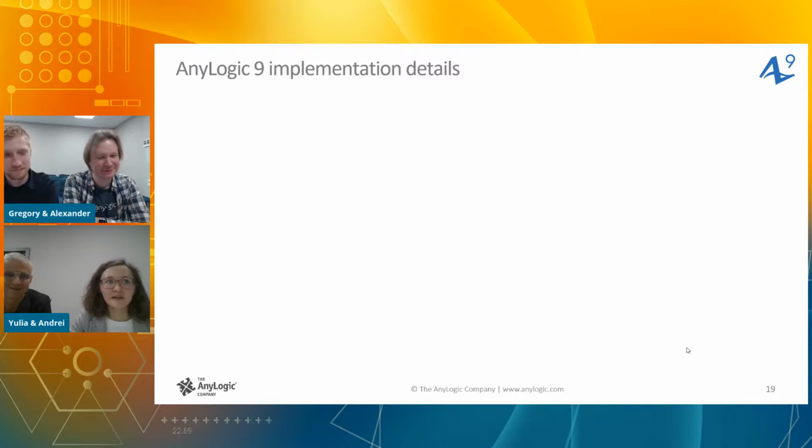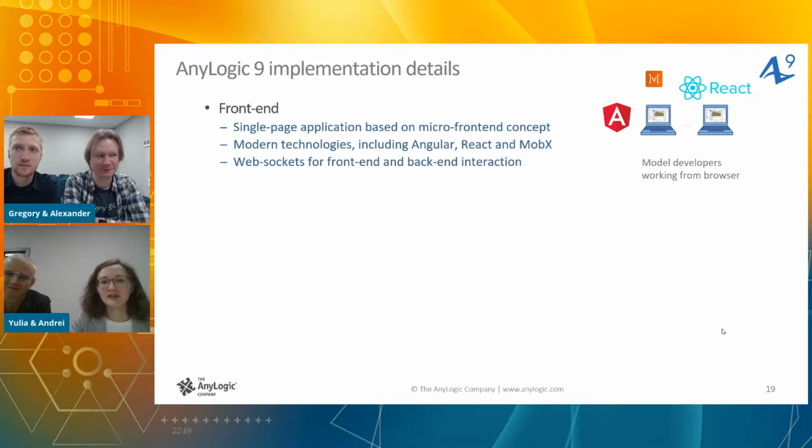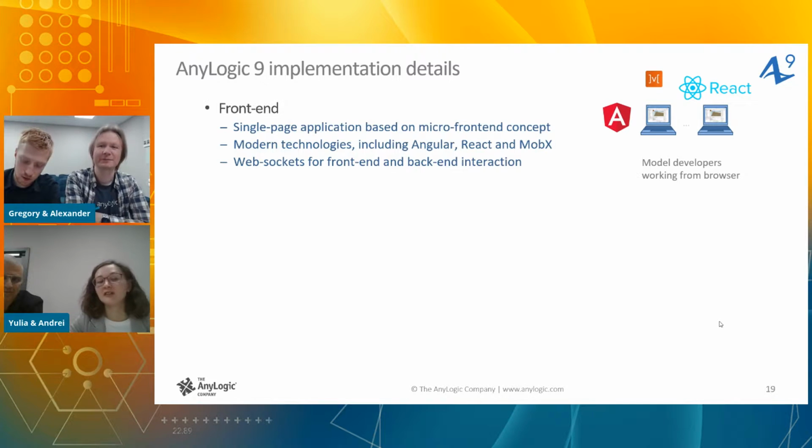And let's go further. This slide is devoted to some implementation details. Since AnyLogic 9 is web-based, it basically consists of two parts: the front end, which utilizes the micro front end concept. We use state-of-the-art technologies, frameworks, and libraries such as Angular, React, and MobX. And we also use WebSockets for front end and back end interaction.